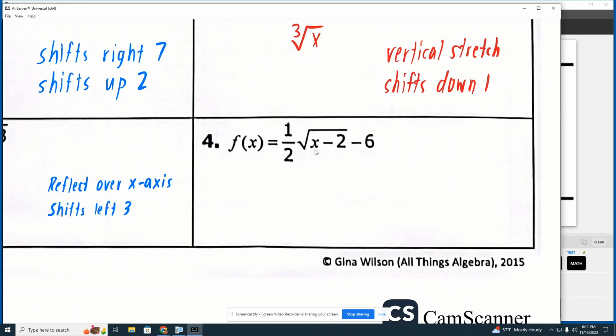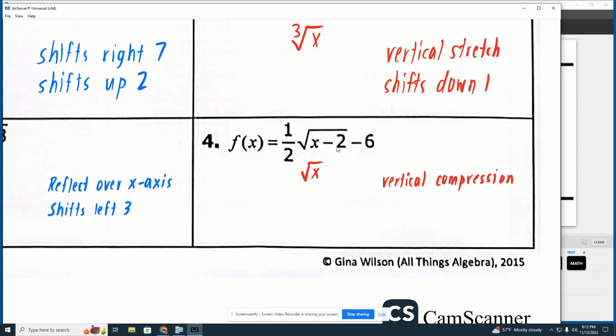Okay, moving on to number 4. Again, notice what the parent function is. It's simply the square root of x. So all the changes have been made to the square root of x. What's this first one? Well, we're multiplying by a number that's between 0 and 1. That's a vertical what? Compression. This thing's getting flattened.